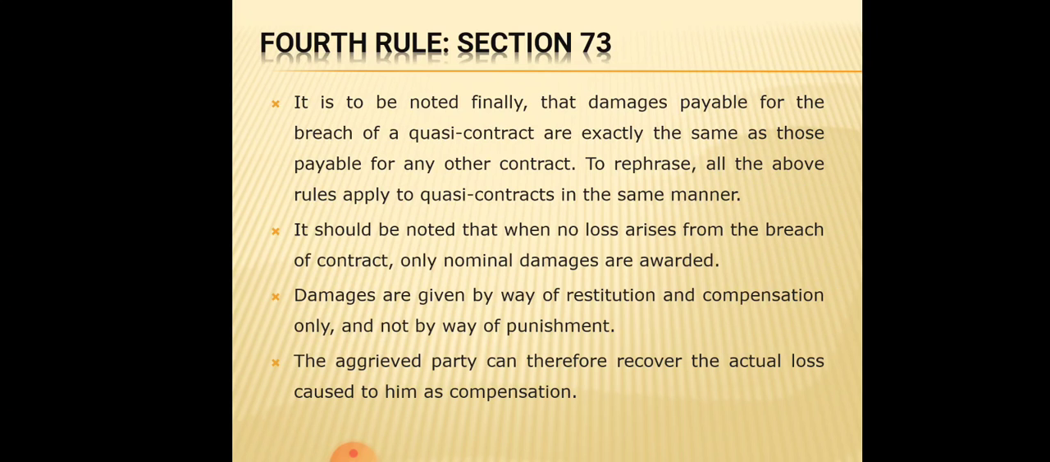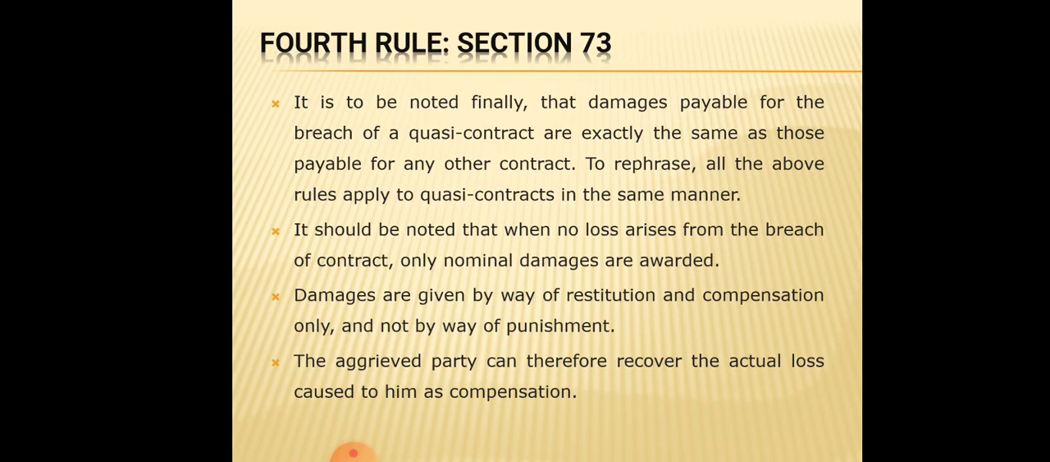Fourth rule, section 73. Damages payable for the breach of a quasi-contract are exactly the same as those payable for any other contract. So, quasi-contract is nothing but a contract only, but it is like a contract. It is not a contract, but it is like a contract. It should be noted that when no loss arises from the breach of a contract, only nominal damages are awarded. Damages are given by way of restitution and compensation only, and not by way of punishment.